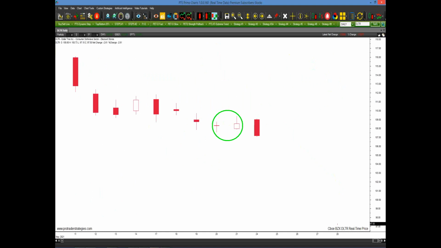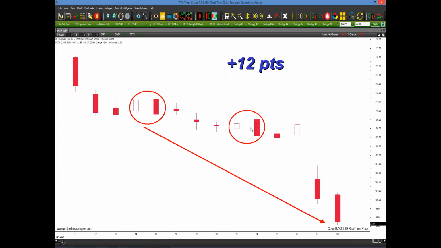Why not listen to the market? The market's telling you it wants to go lower. All we need to do is add some structure to go with it in that direction, and rather than taking the bullish engulfing, we take the bearish engulfing patterns right here. Here's a bearish and here's a bearish engulfing pattern. And potentially you could have made a quick 12 points to the downside.